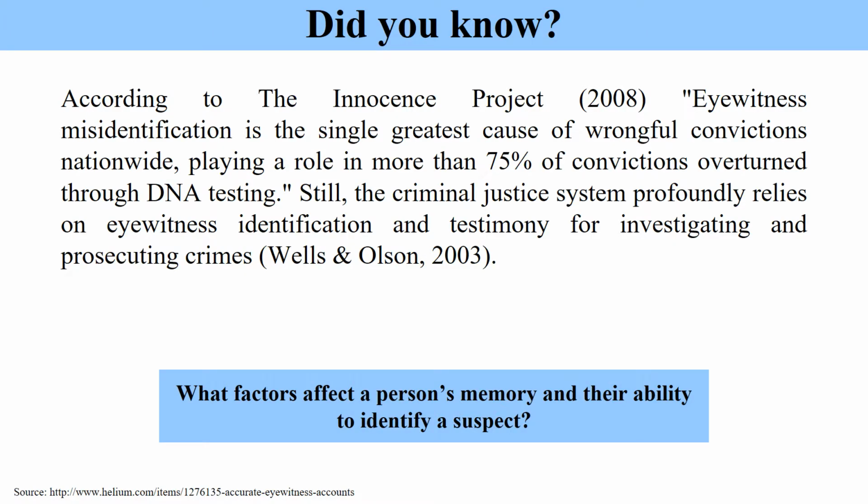We'll be talking a lot about the Innocence Project over this quarter, but according to the Innocence Project, eyewitness misidentification is the single greatest cause of wrongful convictions, playing a role in more than 75% of convictions overturned through DNA. We are going to read a book about one of those convictions where the wrong person was misidentified, not by the eyewitness, but by the victim.